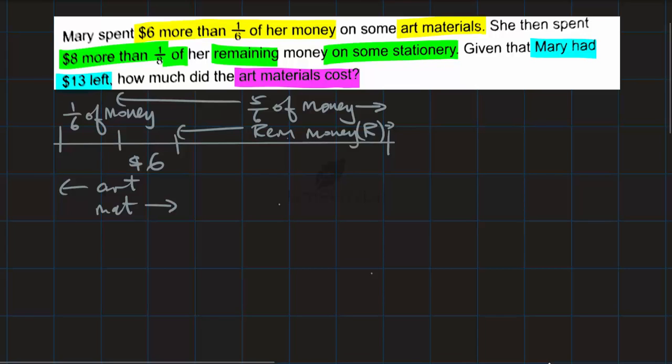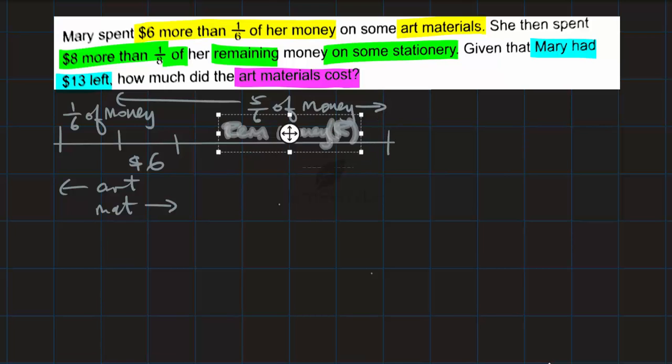Okay. I'm going to erase that. I think that is redundant. Rearrange this. Thank you for your patience.